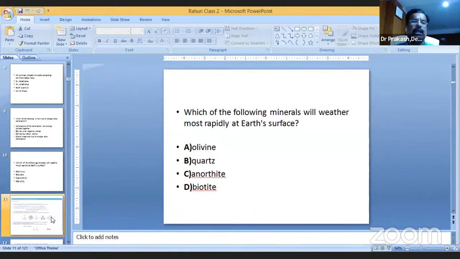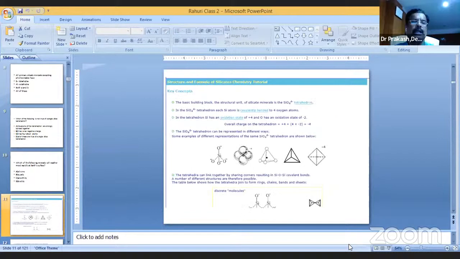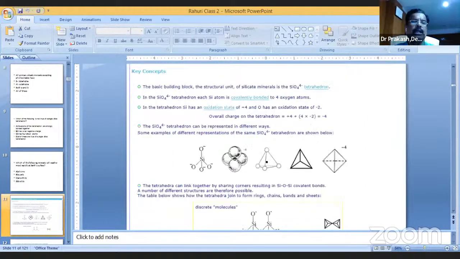Okay. Just move on to that structure. Just look at this. Probably it is not visible properly because I'm not putting it on slideshow. So somehow I'll try to adjust these things.